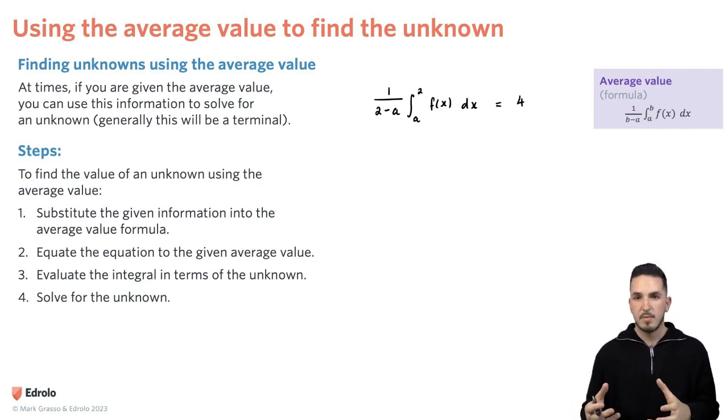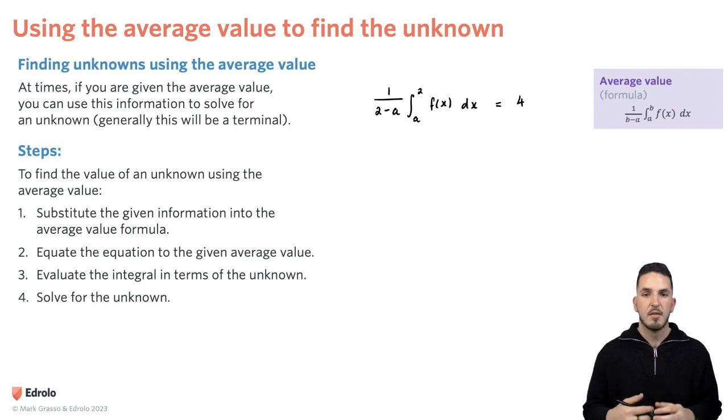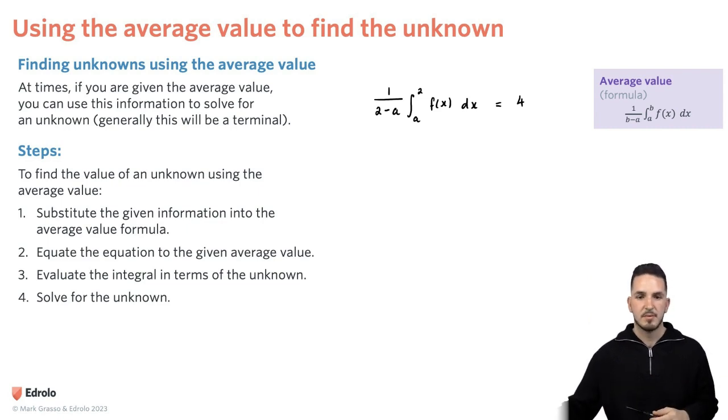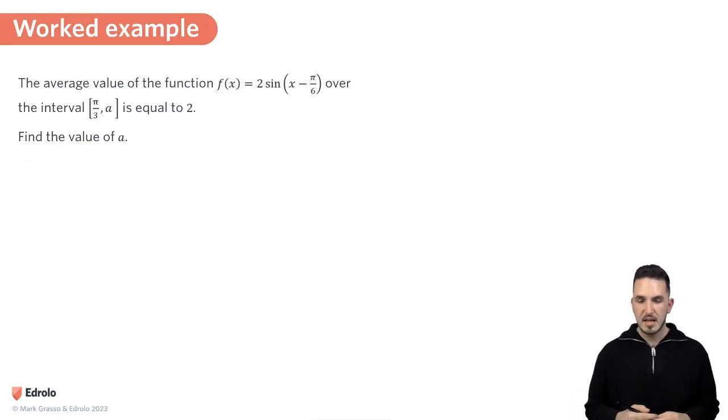For questions that you could do by hand, you would have to show your working out. However, there will be instances where you could use your CAS and you would have to use menu 3.1 using solve. Let's now take a look at an example. The average value of the function f of x equals 2 sine of x minus pi on 6 over the interval pi on 3 to a is equal to 2. Find the value of a.